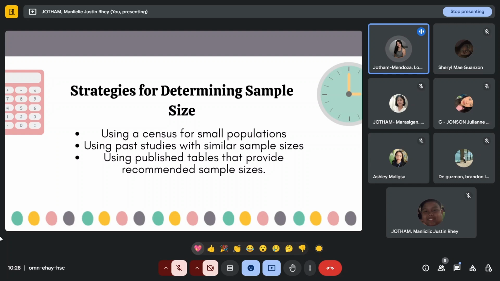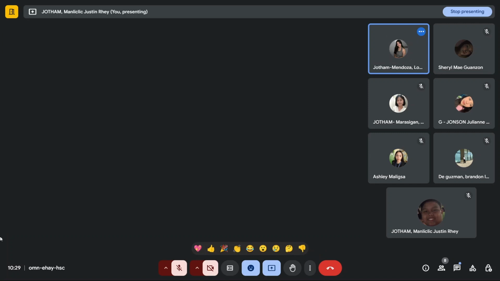So, can anyone think of a real life scenario where choosing the right sample size is crucial? Okay, how about Julian? Medical research po, ma'am. Yes, both are correct. In medical trials, a too small sample might not detect side effects, while in election polls, a too large sample wastes resources.